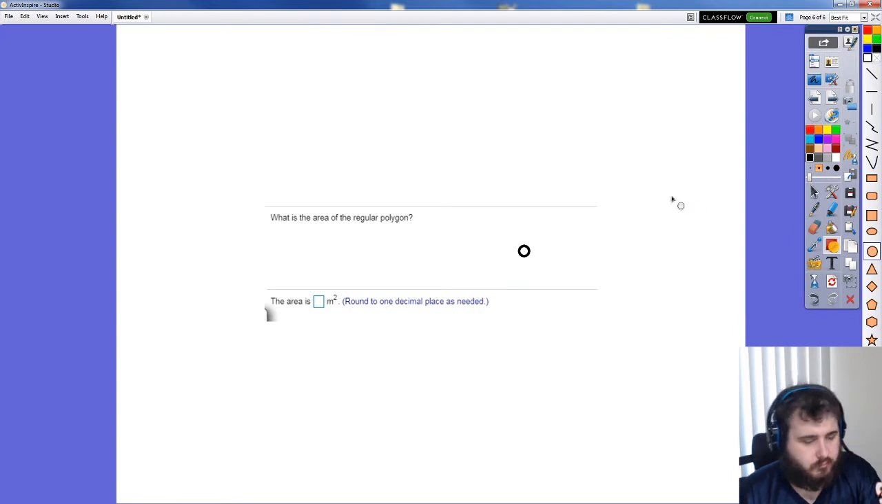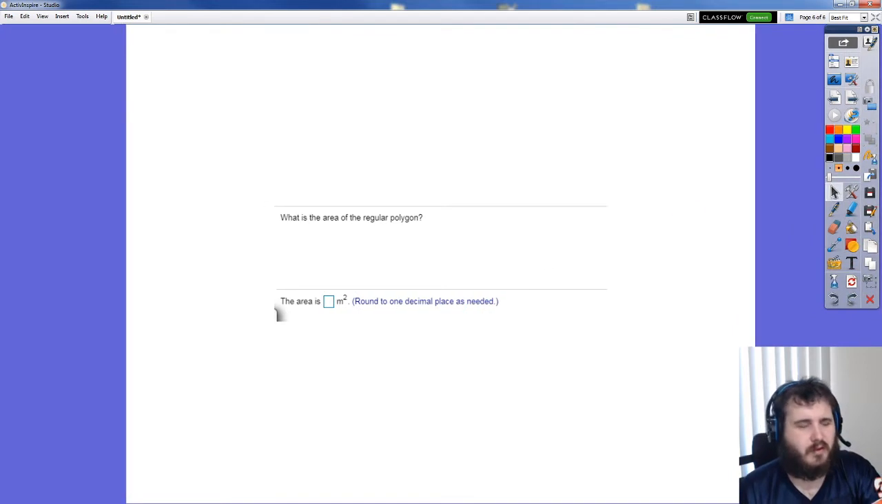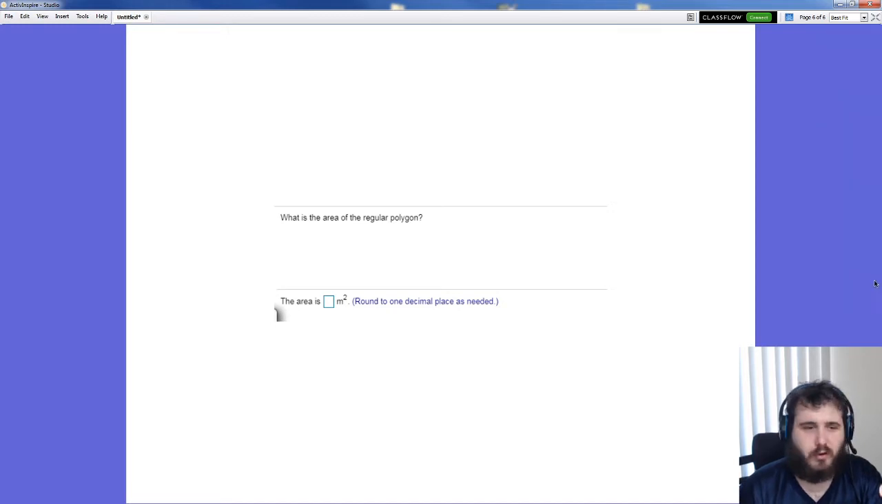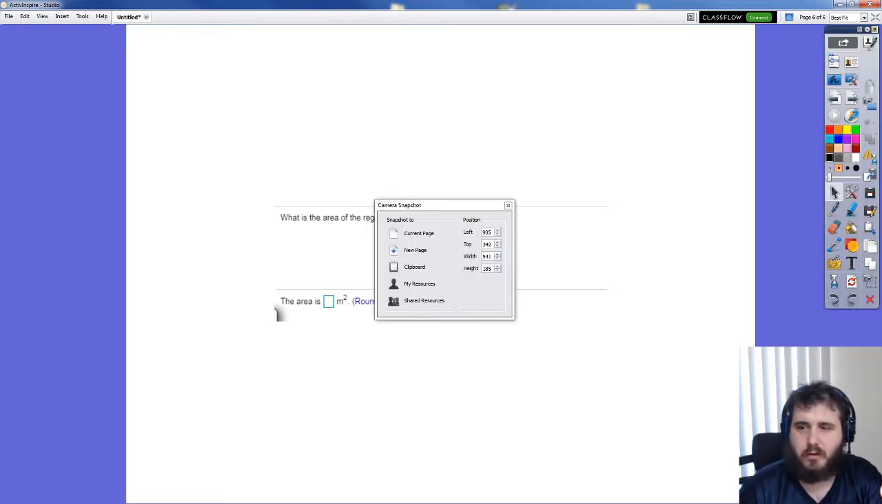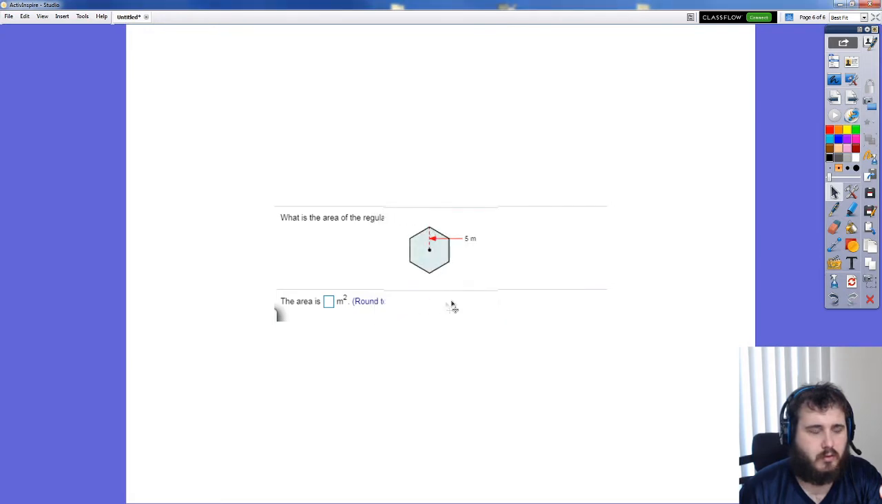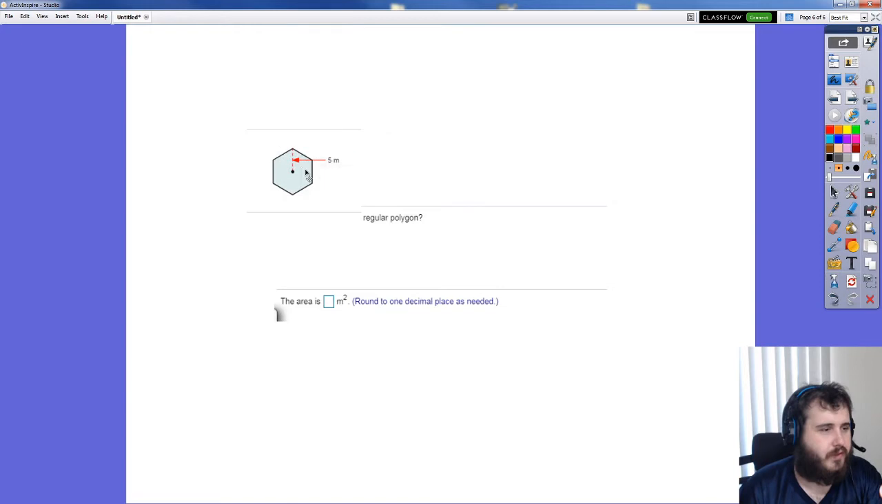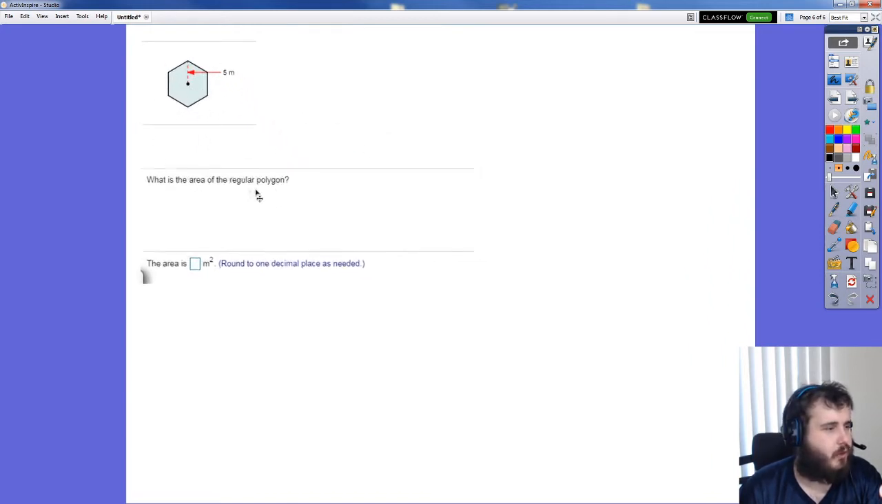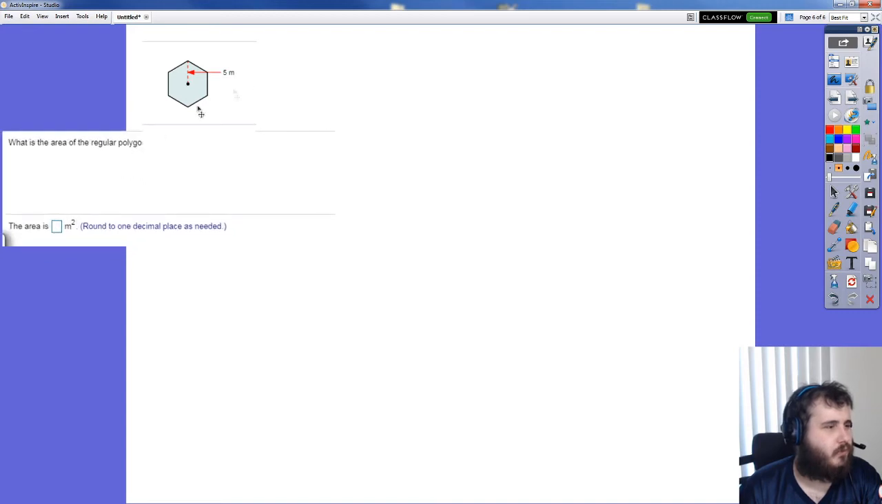So this is the problem. There's one piece that is important that is missing, and that is this. So this is the regular polygon that they're talking about right here. And we want to know what's the area of that regular polygon.